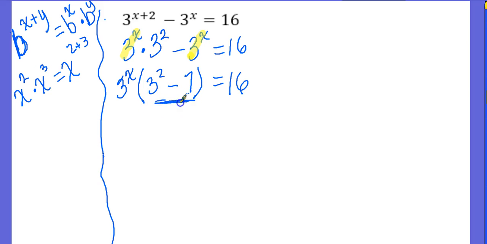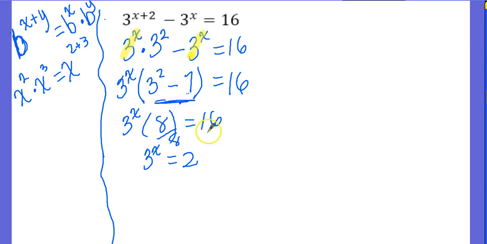So now I'm going to work this because I can. So that's 3 to the x times, you agree that's 8, 9 minus 1 equals 16. And then I really would like to get that x isolated as much as possible, so shall I divide by 8? So that would give me 3 to the x equals 2, because we're dividing by 8 on both sides. Cancel that out.